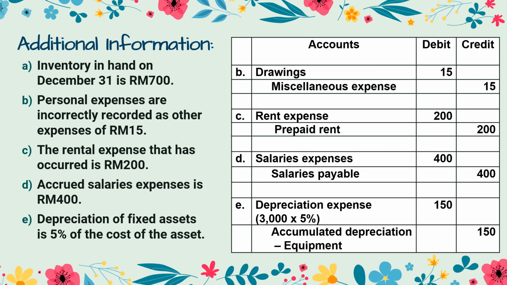And E, depreciation of fixed asset is 5% of the cost of the assets. So, the adjusting entries: debit depreciation expenses, that is the cost of asset 3,000 times 5% equals 150, and credit accumulated depreciation equipment 150.